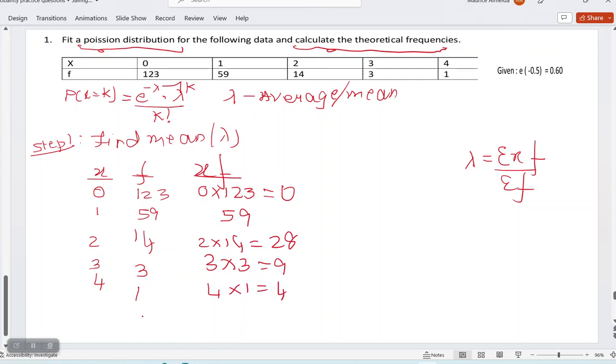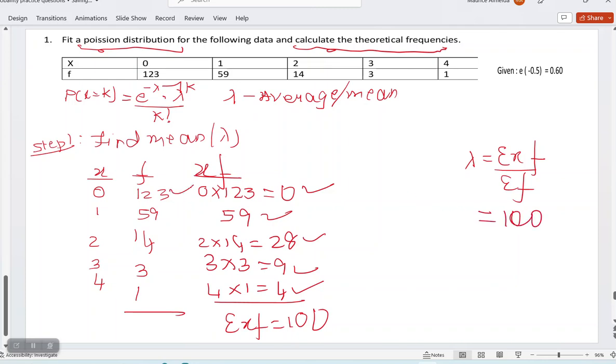Now we need the sum of all these things. We want summation of xf. Summation of xf will be 0 plus 59 plus 28 plus 9 plus 4. This sum will come out to be 100. And summation of f also we want. So the numerator in this case is 100. Summation of f, if you keep on finding the sum using a calculator, you will realize that the sum is 200. So you divide by 200, you will get lambda as 0.5. With this, our step 1 of finding lambda is done.